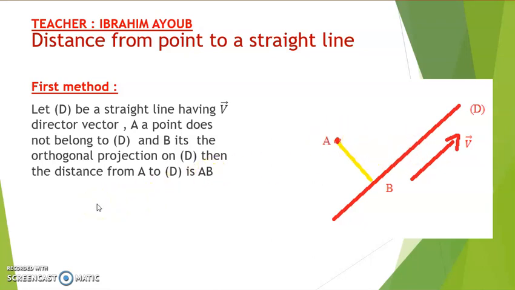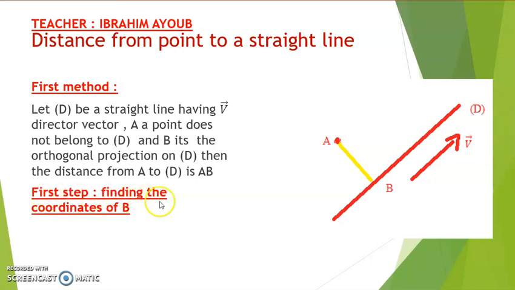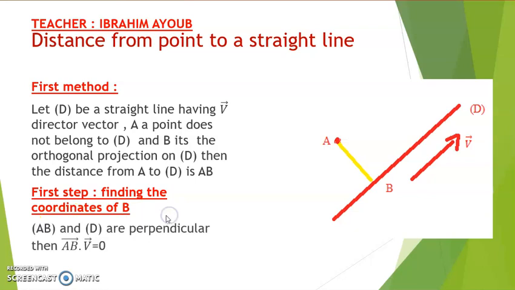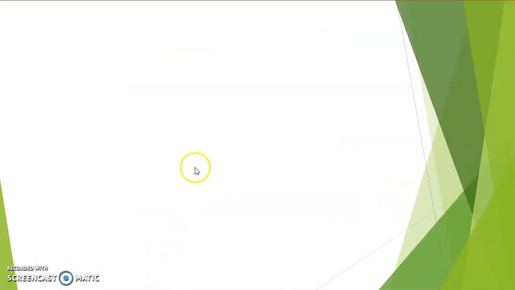To find this distance, we need two steps. Step 1, finding the coordinates of B. AB and D are perpendicular, then the vector AB dot the vector V equals 0. Solving this equation gives the coordinates of B. Second step, let's finally calculate AB.